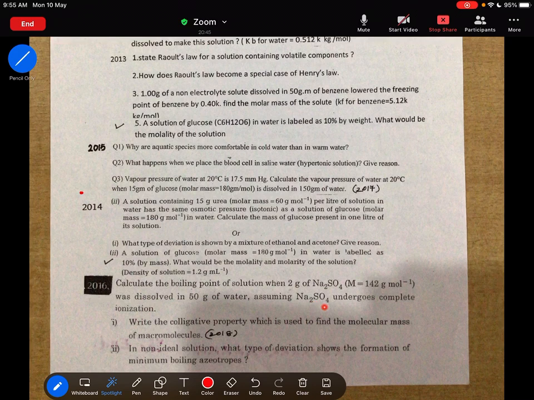Next question, here comes Van Hoff's factor, that we will learn after this class. Write the colligative property which is used to find the molecular mass of macromolecules, of course osmotic pressure. In non-ideal solutions, what type of deviation shows the formation of minimum boiling azeotrope? Solutions having positive deviation, that means vapor pressure is high, that means minimum boiling point. That is called minimum boiling azeotrope.